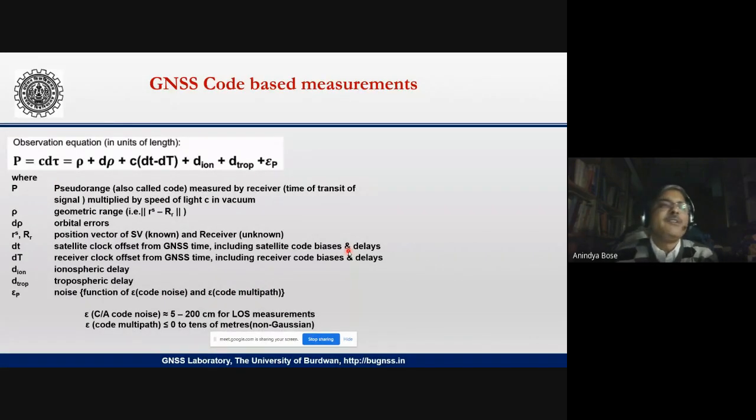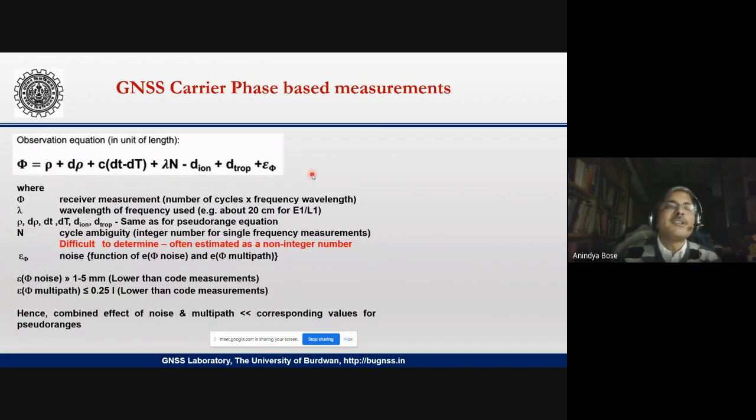So this is the basic equation of code-based measurement. For the time being, I am leaving this one. So basically the idea is P is the pseudo range, C is the velocity of RF signal, delta T is the time of travel. So we get this geometric range. Along with that, there are different correction factors. These correction factors come in not only as our measurement error.